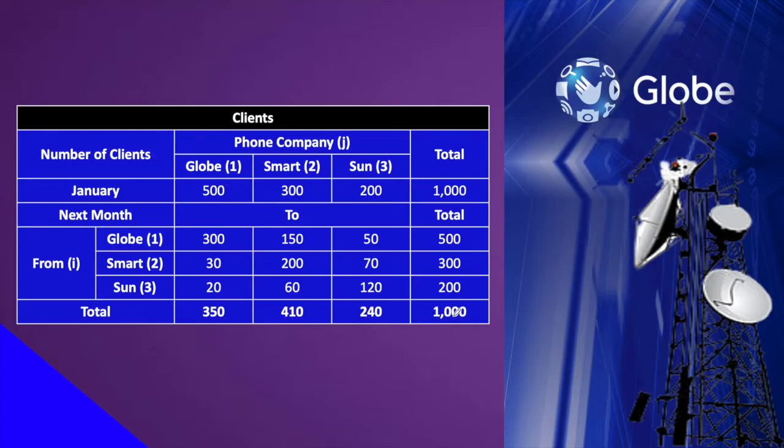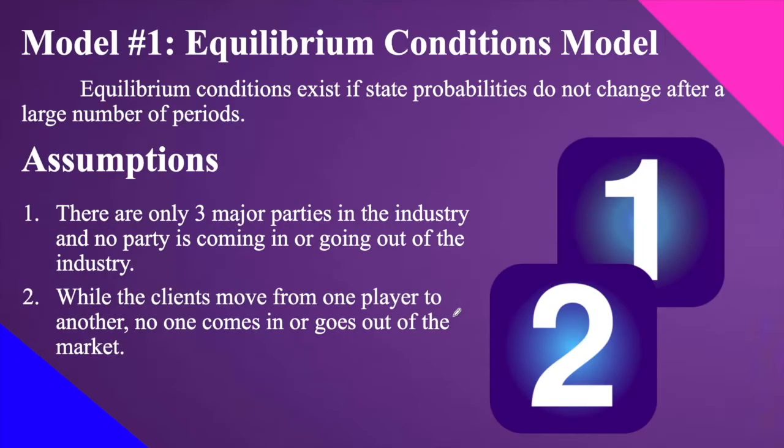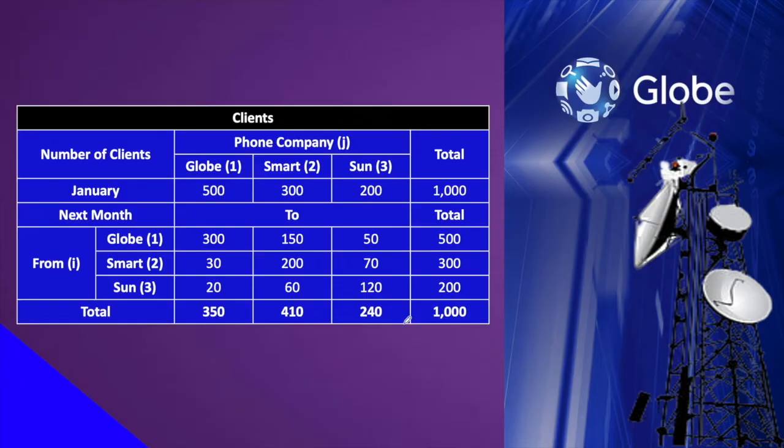This adds up here, guys, with our assumption earlier that the clients move from one player to another, or from one company to another, but no one comes in or goes out of the market. This is assumption number 2 that we have. See? While the clients move from one player to another, no one comes in or goes out of the market. That's why the total for the month of January, 1,000, is just the same as the total number of clients for the next month, which is also 1,000.